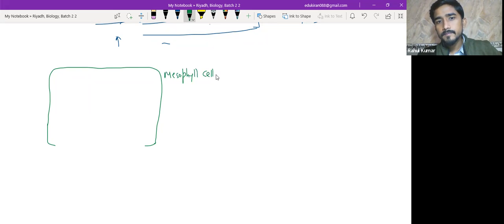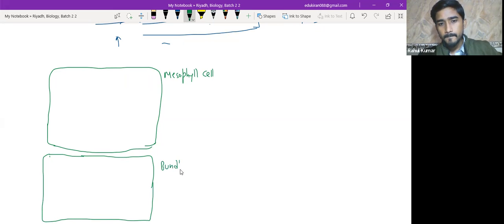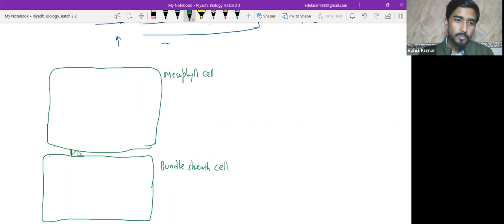Mesophyll cell, okay? And this mesophyll cell is connected to the inner layer. And what is the inner layer called? Bundle sheath cell. So please draw it yourself, because while drawing it, it will be less confusing. Now these mesophyll cells and the bundle sheath cells are attached to each other through plasmodesmata.